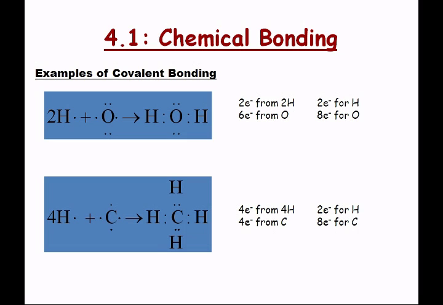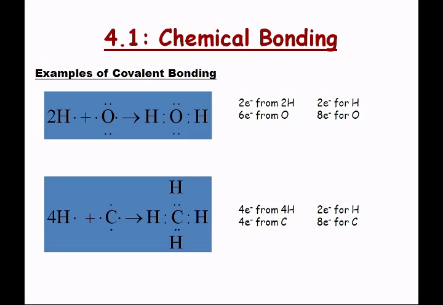Okay, draw the Lewis structure of the oxygen atom. So let's do that all together. How many valence electrons, without looking up there? Six. Six, yeah. So how do we do that? One, two, three, four. Right, two more. Okay? We look at hydrogen.